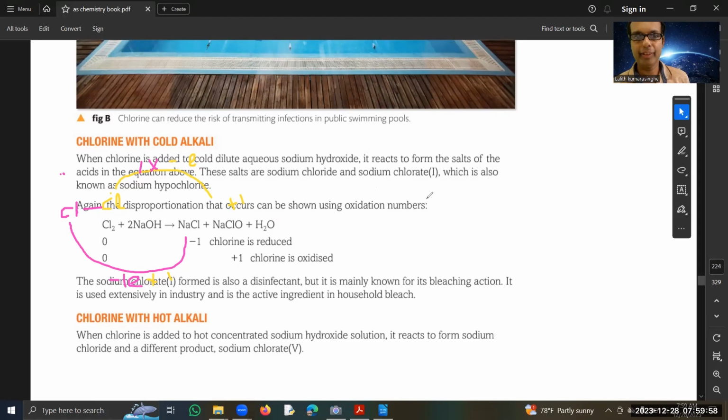Chlorate 1 and chlorate 5, you have to remember it. Look at this one reaction, you should memorize again everything. Chlorine with cold water. The other one is chlorine with hot water. So chlorine will oxidize more in hot water. As usual, concentrated something again. Oxidizing is more.